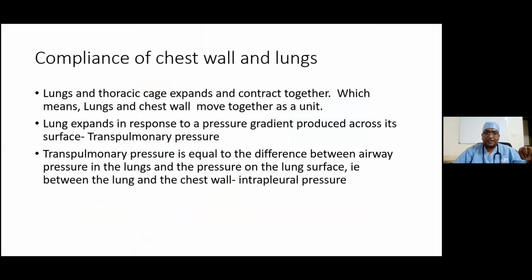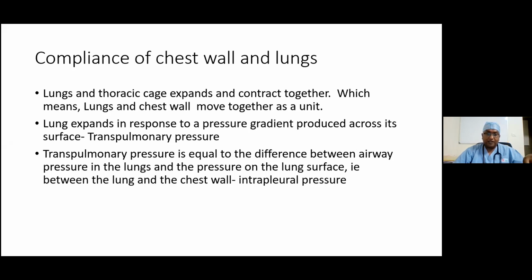Now we'll come to the second aspect of mechanics of breathing, that is compliance of chest wall and lungs. Now, you all know lung and thoracic cage expand and contract together. So that means lung and the chest wall move together as a unit. Now, lung expands in response to a pressure gradient that is produced across its surface. This is called the transpulmonary pressure. We'll come to that later.